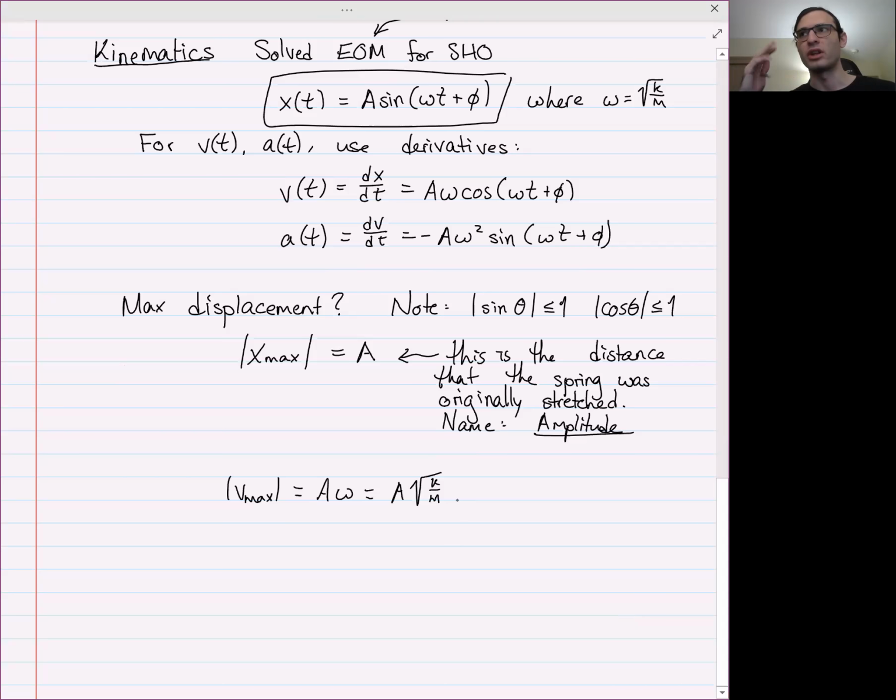And in fact, that occurs when the object is passing through equilibrium. So I challenge you to check that this speed occurs when the object is at x equals 0.